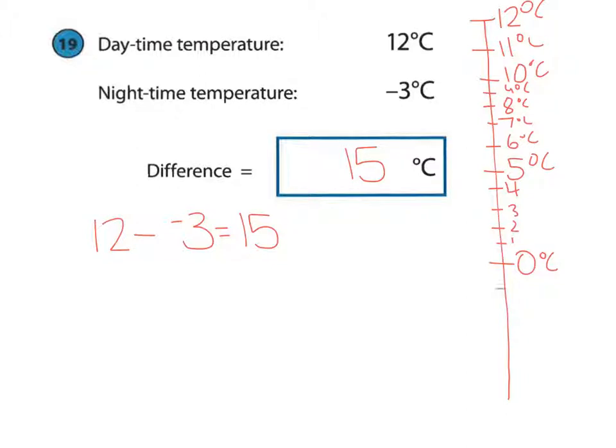Then we're going to have our minus numbers here, -1, -2, -3. Okay, so the difference between 12 and -3, we can just literally count the difference. So we have 1 degree, 2 degrees, 3 degrees, 4 degrees, 5 degrees, 6 degrees, 7 degrees, 8 degrees, 9 degrees, 10, 11 degrees, 12 degrees, 13 degrees, 14 degrees, 15 degrees. Again, we come to the same answer.